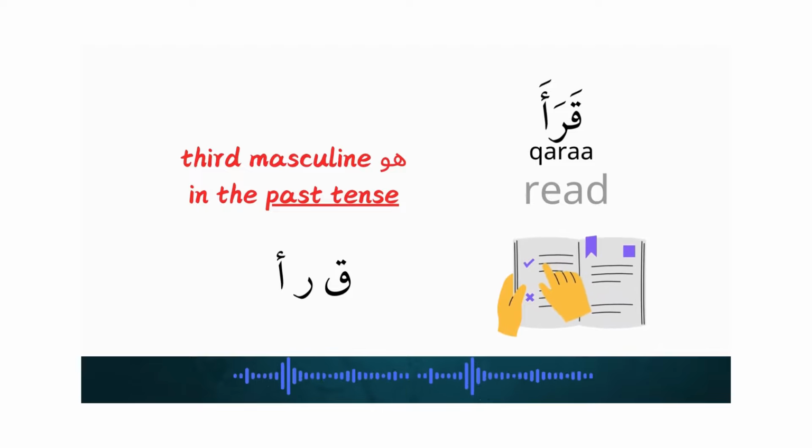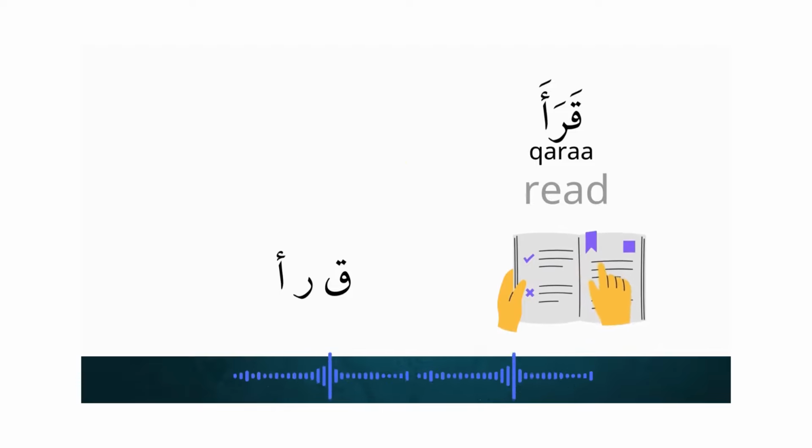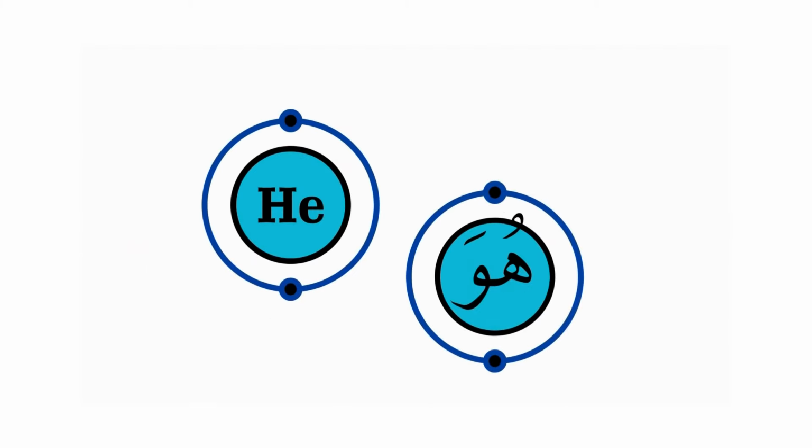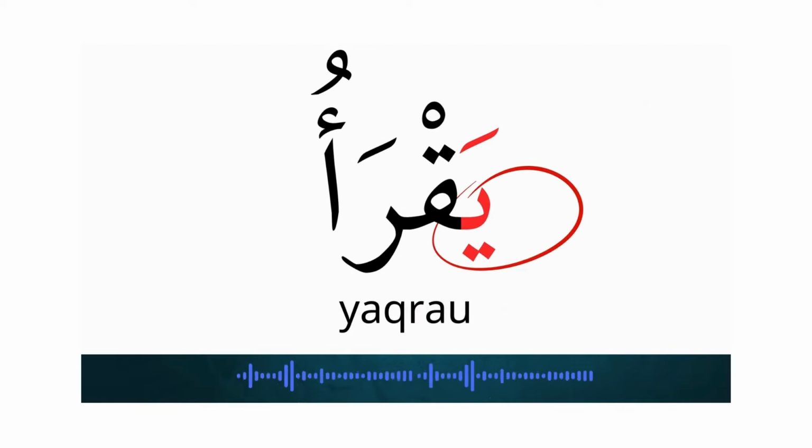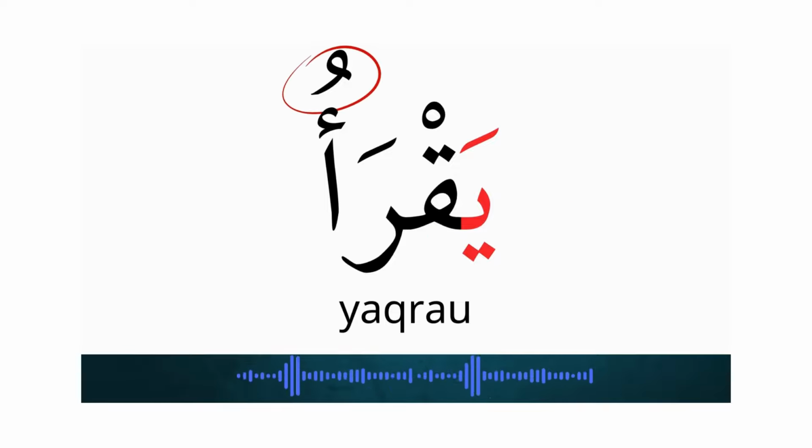Let's apply this and conjugate the verb قرأ with the pronoun هو in the present tense. Simply, we need to add يا at the beginning of the verb قرأ. It turns out to be like this: هو يقرأ. And if you notice, the a sound in the verb قرأ turns to u when we conjugate it in the present tense with the pronoun هو. So it has to end up with ضمة or with the u sound. هو يقرأ, which means he reads.